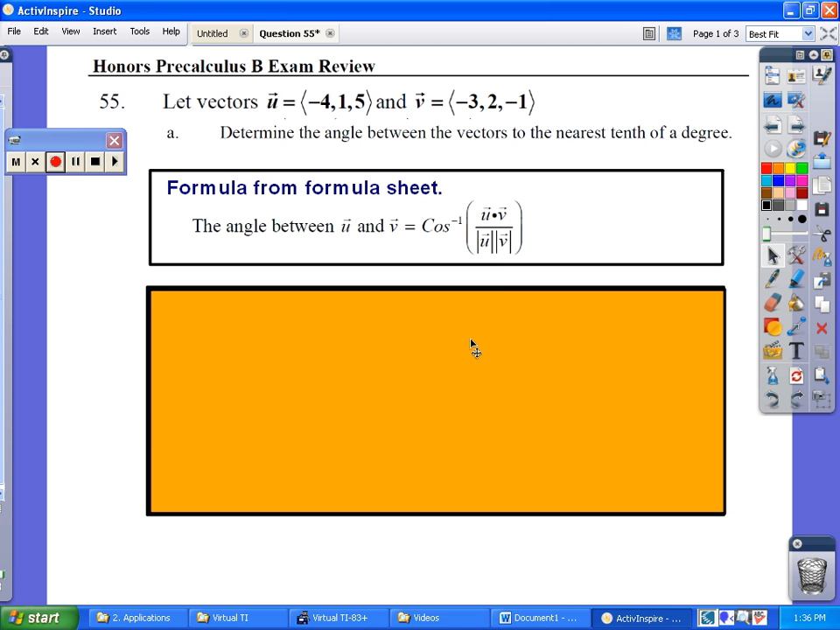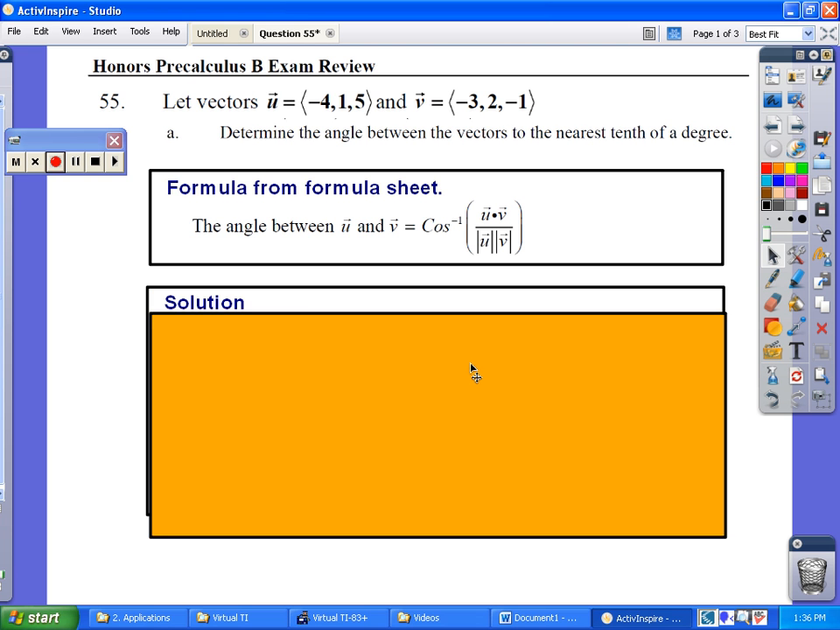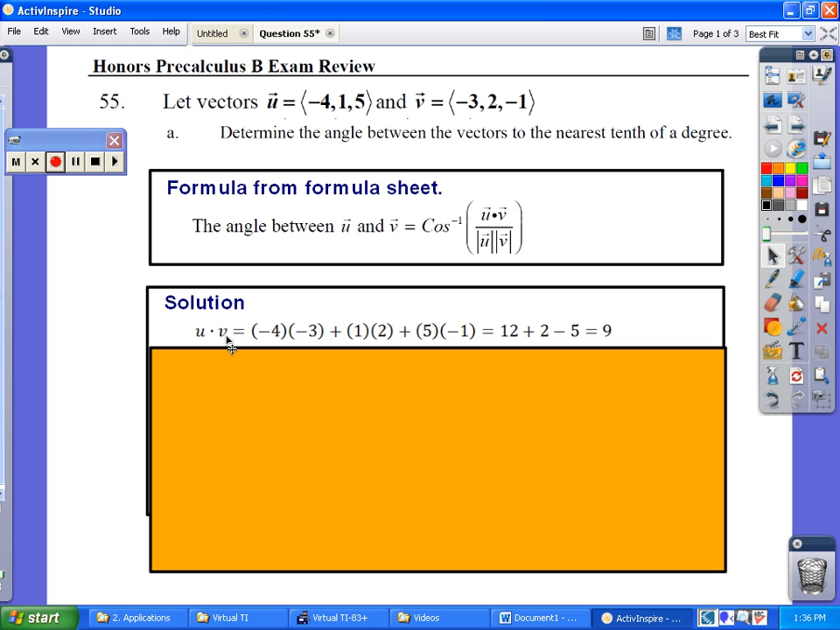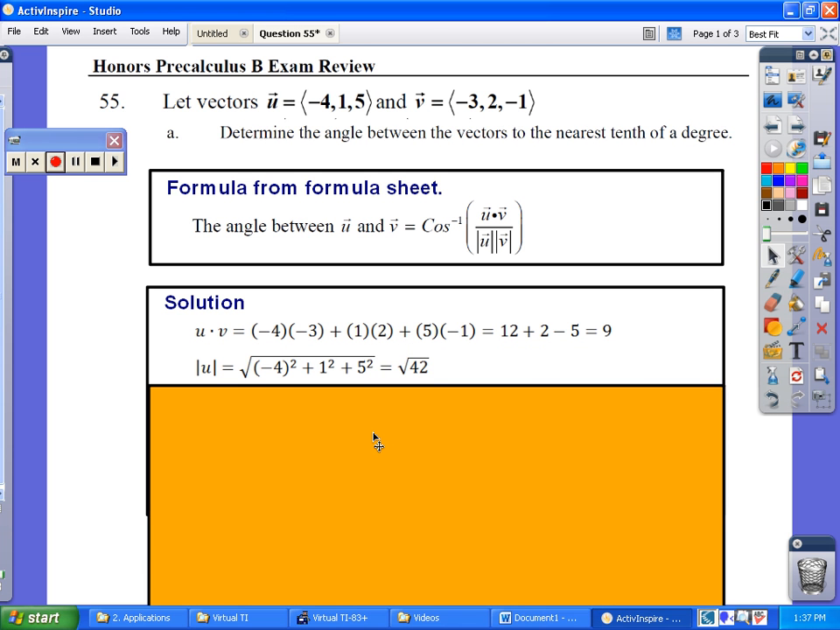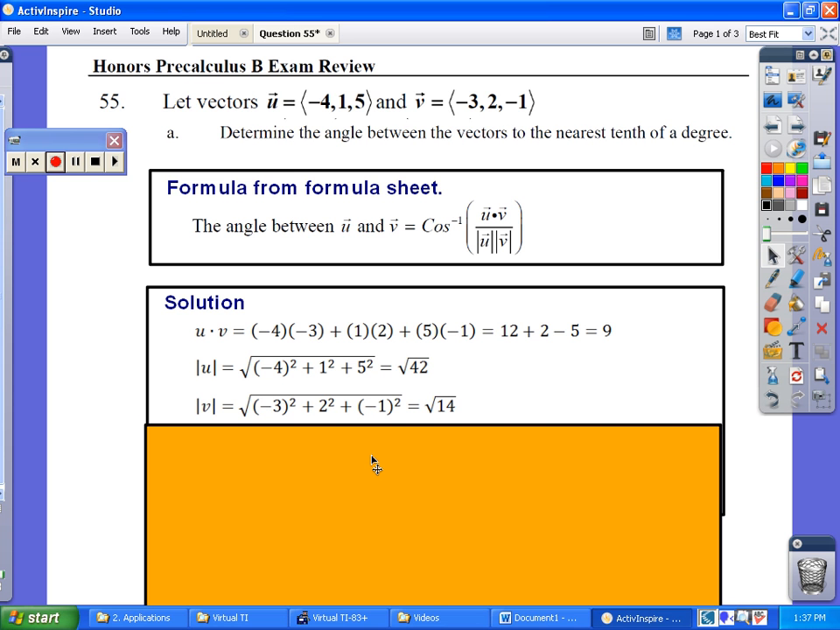So first we need to calculate the dot product of u and v, the magnitude of u, and the magnitude of v. So the dot product of u dot v is equal to -4 times -3 plus 1 times 2 plus 5 times -1, which gives us a quantity of 9. The magnitude of u is equal to the square root of -4 squared plus 1 squared plus 5 squared, which equals square root of 42. There's no need to simplify these square roots. The magnitude of v is equal to the square root of -3 squared plus 2 squared plus -1 squared, which equals the square root of 14.